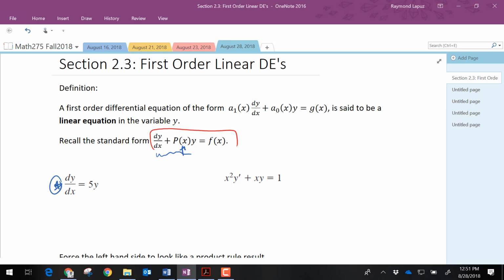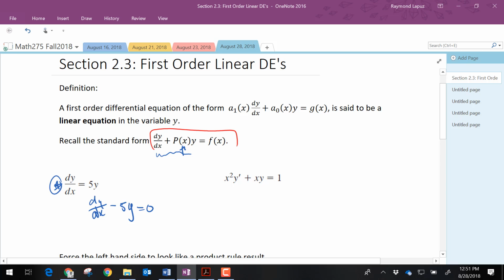So in order to do that, we want to write it in standard form. So writing it in standard form, what do we need to do? Is it already in standard form? Not quite. It's close, right? What do we need to do? Yeah, just bring the 5y over to the other side. So now it's in standard form.